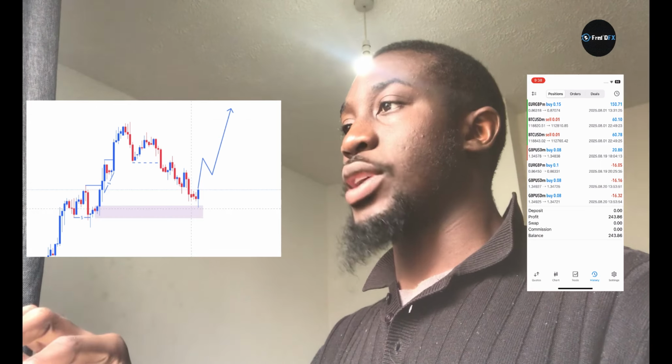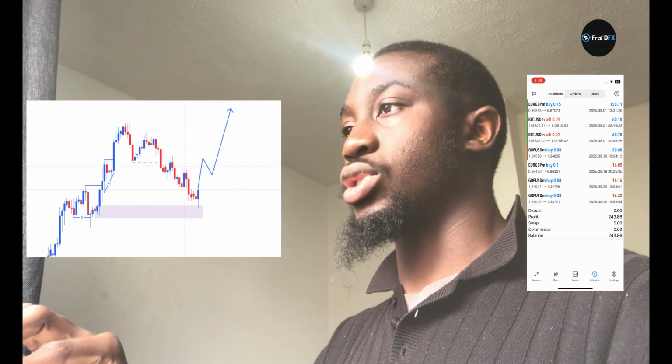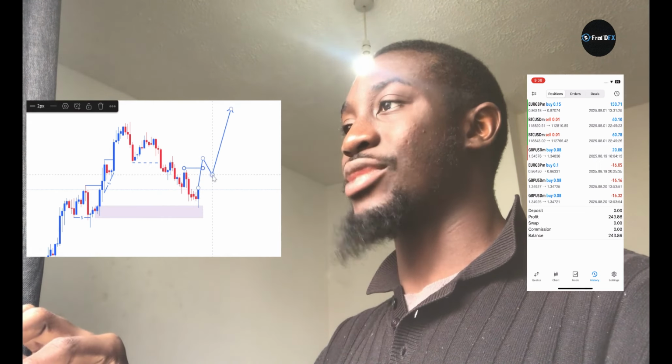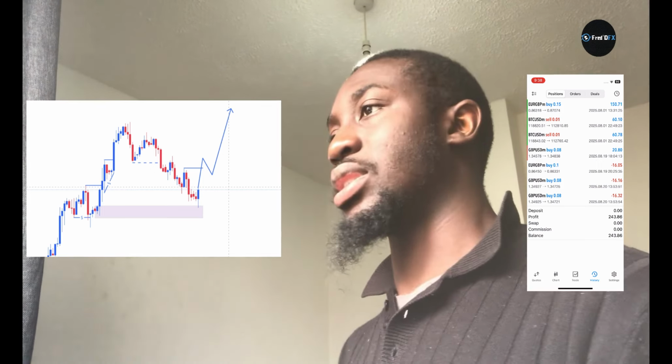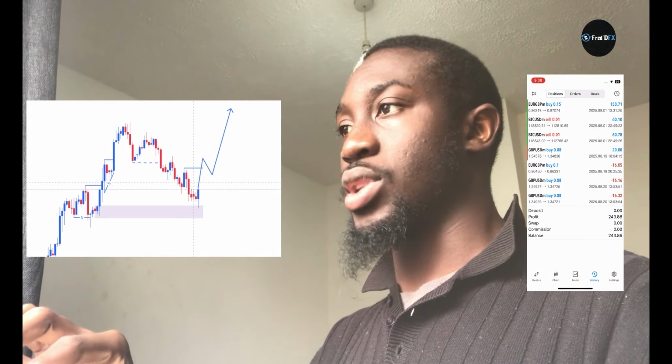I'll just say, okay, price moves like this and takes out this structure here as a change of character. I'll wait for a small pullback, then I will enter from here. I will keep you guys updated. But what I think is that we entered too early, so we were stopped out.